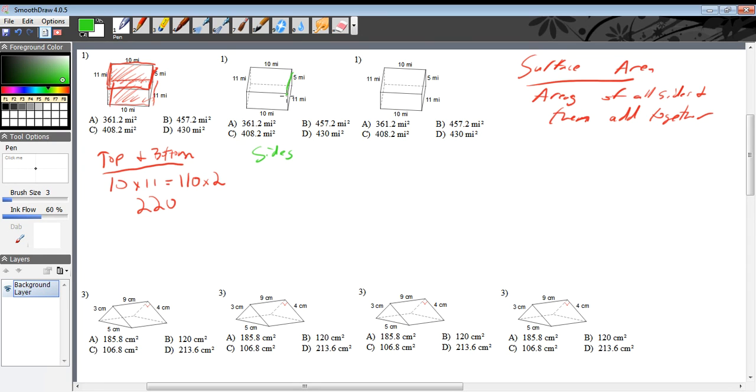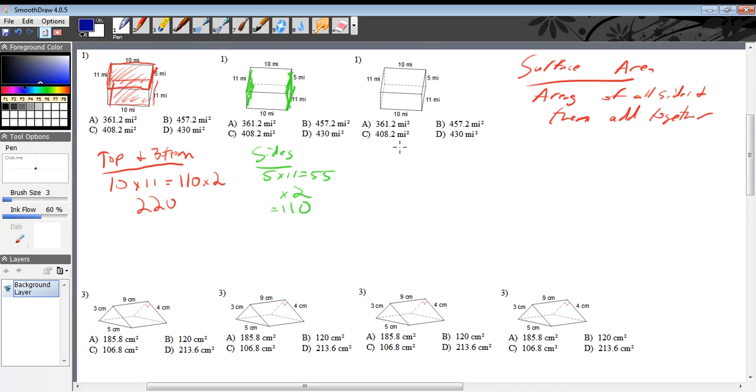So it'll be this rectangle right here and this rectangle right here, which is going to be 5 by 11. The length and the width here is 5 by 11. Now that's going to be 55, but because there's 2 of them, we're going to multiply by 2, which is equal to 110.